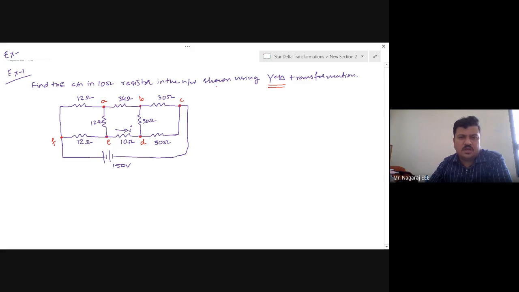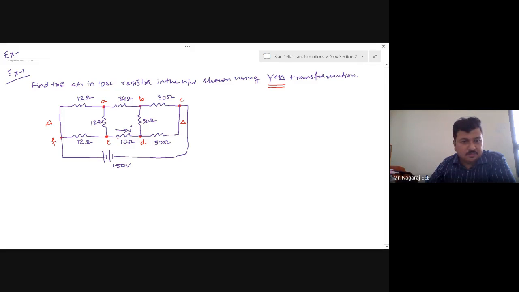But if I convert from star to delta, one loop will increase. If I convert delta to star, series branches will be added up. Adding resistances in series is very easy compared to adding resistances in a loop or in parallel, so things will be easier. So what I will do, this is a delta connection, this is a delta connection, I will reduce it into star.